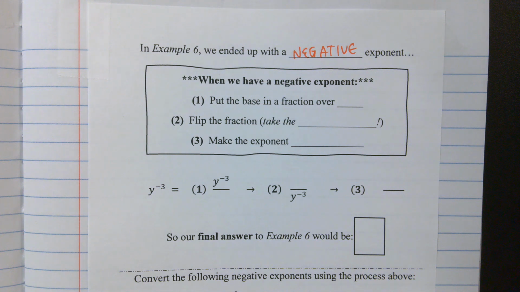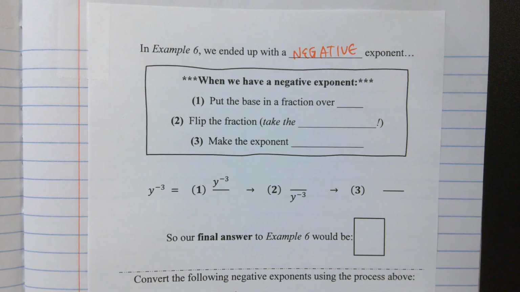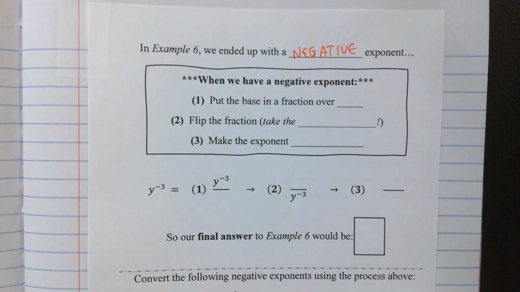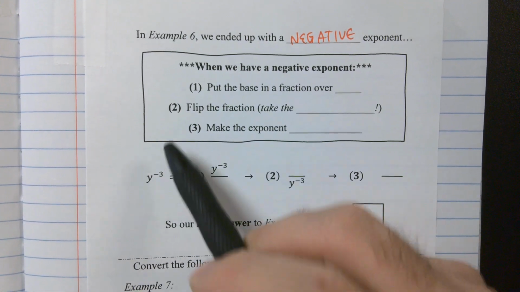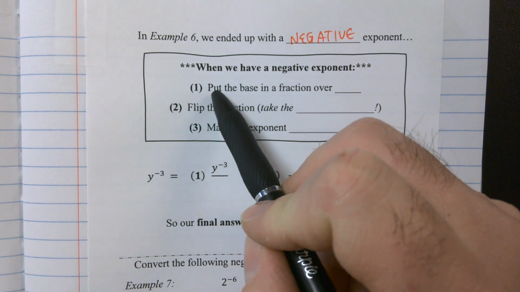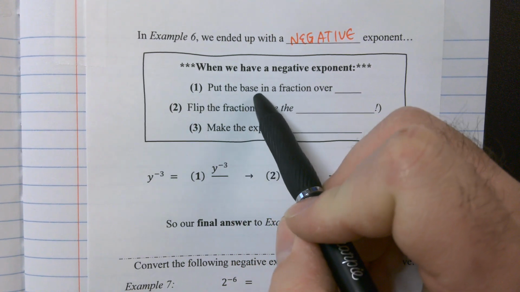It's 3 easy steps. Please make sure you're paying attention, because if you are, it's super, super easy. If you're kind of half in, half out, not paying attention, it is not going to make any sense. I promise you. For some reason, this gives people a lot of trouble in 8th grade. It's really not that bad. The first thing you need to do is put the base in a fraction over 1.